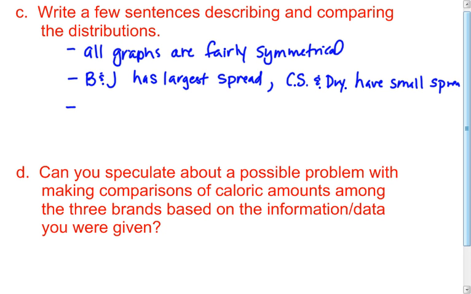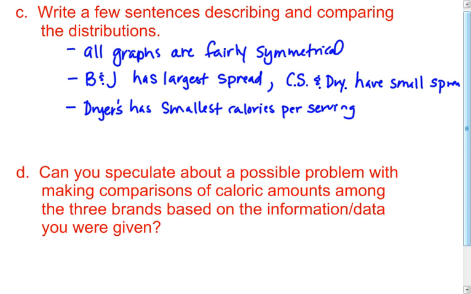Dryers has the smallest calories per serving. Okay, and that's because the median is the smallest. Ben & Jerry's is a little bit higher. Coldstone has the highest. None of these have really unusual data. No outliers. Unusual. I don't know why I have such a hard time spelling that.